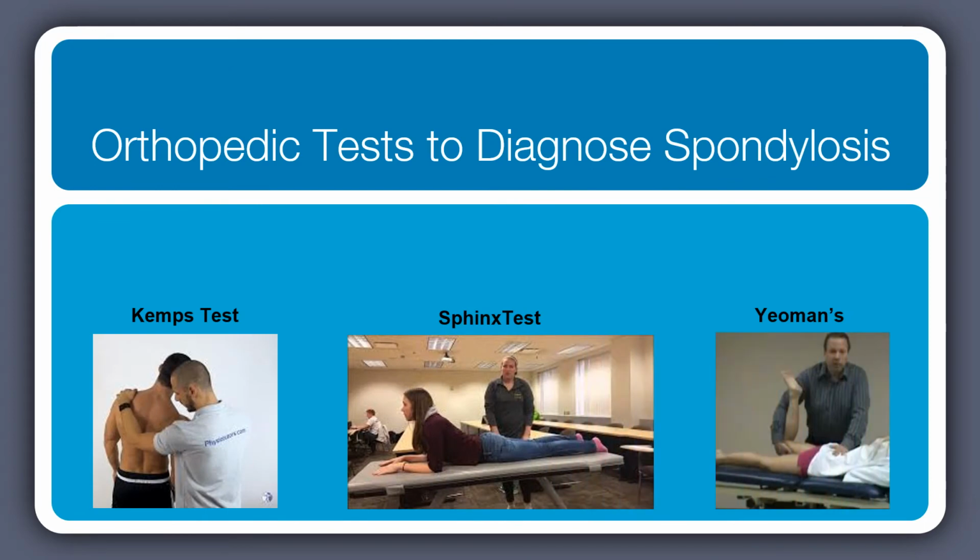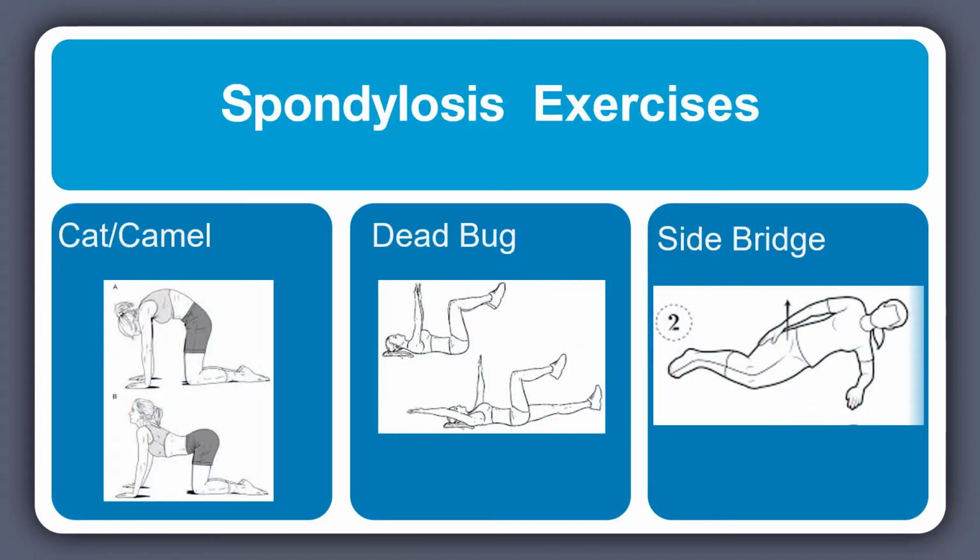So like I said before, the diagnosis of spondylosis, this degenerative condition, is primarily based on imaging findings, on x-rays or MRIs. But in the clinic, we can get a good determination of whether this is the case through the Kemp's test, the Sphinx test, and Yeoman's. The 3 exercises that are most often recommended for this are the cat-camel, the dead bug, and the side bridge. I'll go through those in a second.